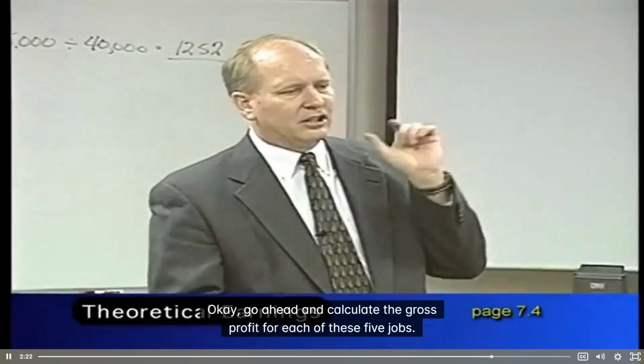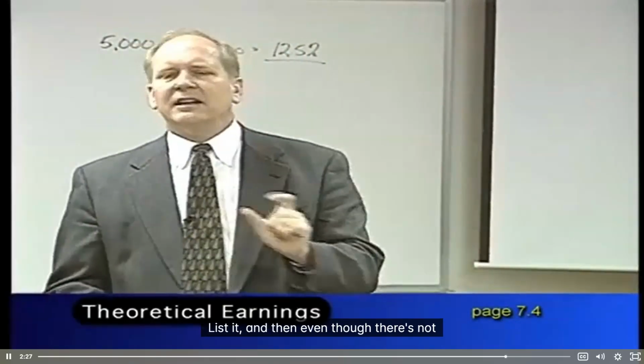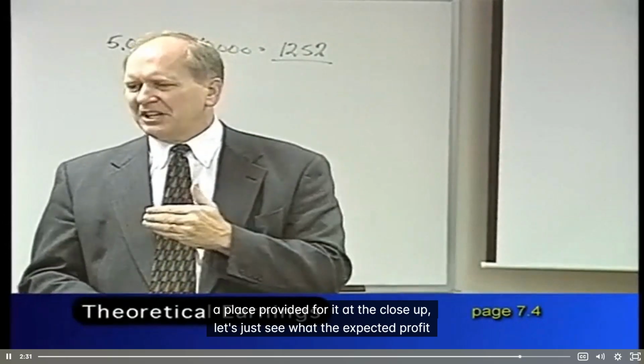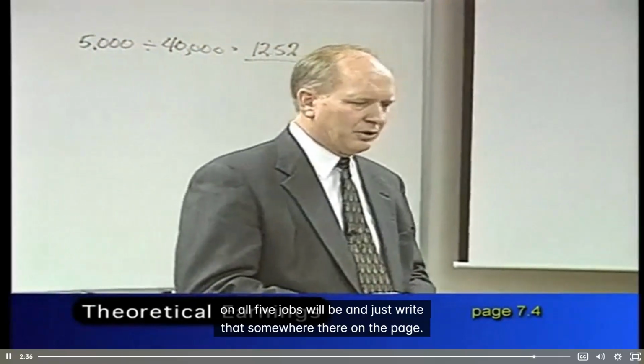Okay, go ahead and calculate the gross profit for each of these 5 jobs, list it, and then, even though there's not a place provided for it, add those up. Let's just see what the expected profit on all 5 jobs will be, and just write that somewhere there on the page.